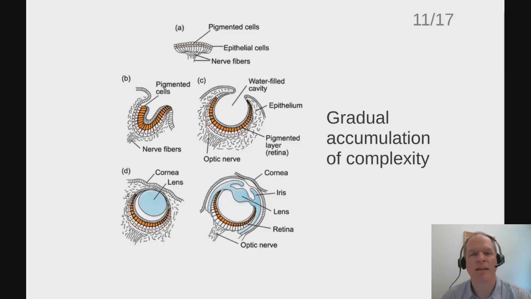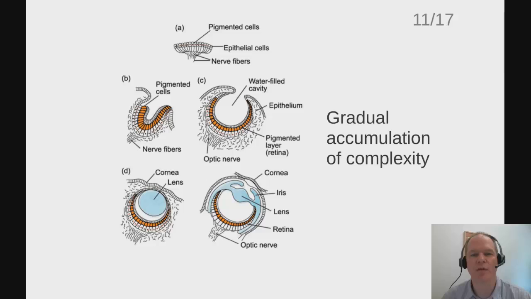Now we have an analogy for adaptive complexity in the eye. This is a physical structure, not a mental structure, but it gives us an idea about how a complex module and a complex organ can develop gradually over time.